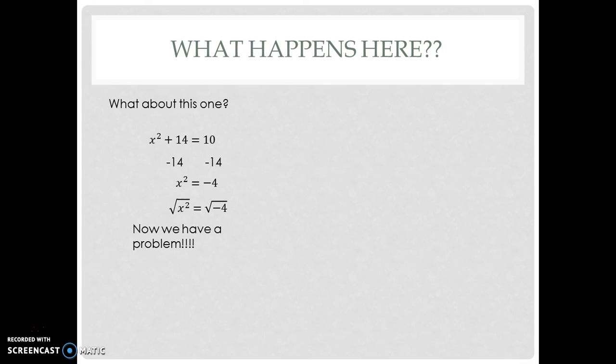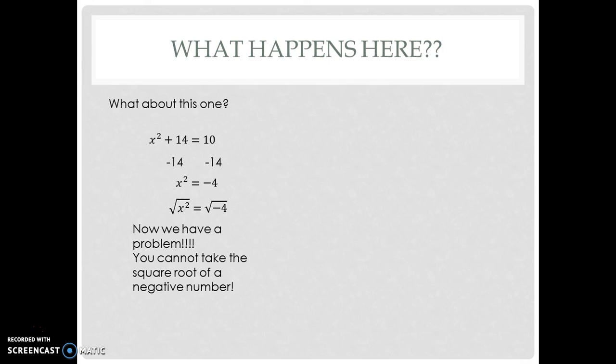Negative 2 times negative 2 doesn't give me a negative 4, it gives me a positive 4. So there's not ever a number that can multiply by itself to get you a negative number. You can never take the square root of a negative number.